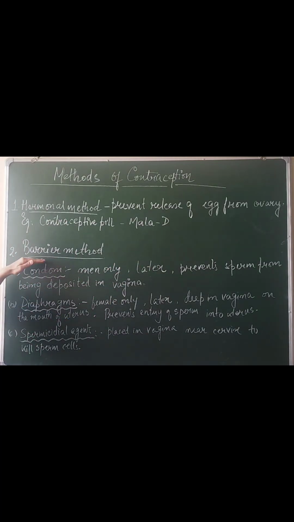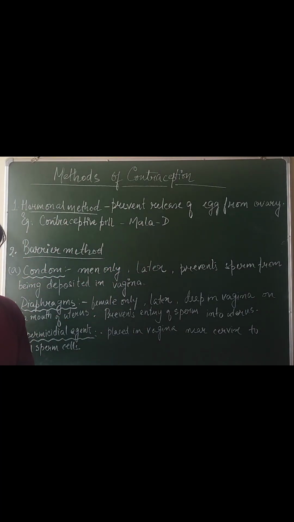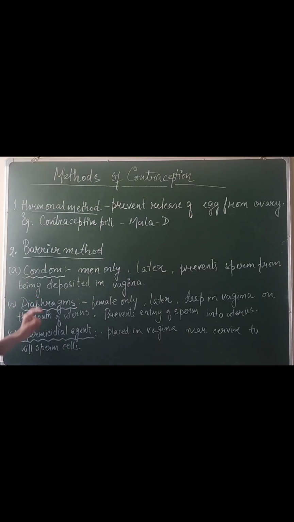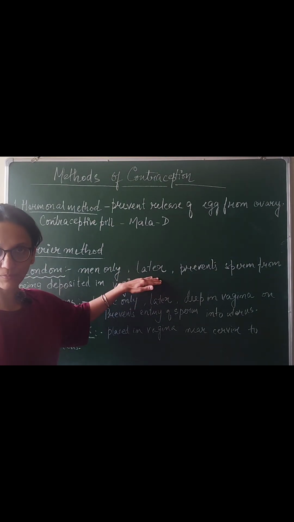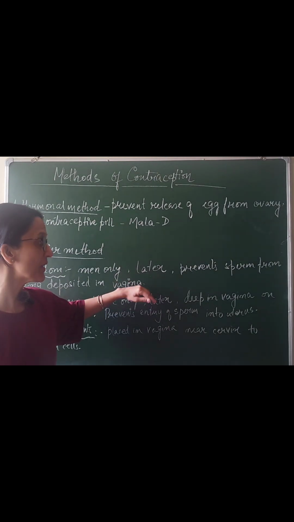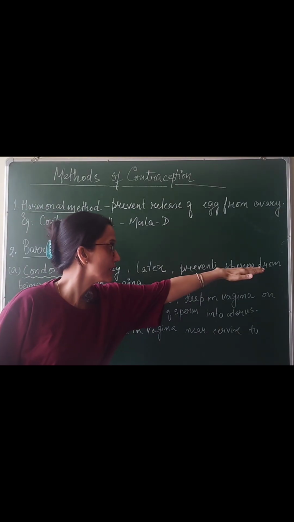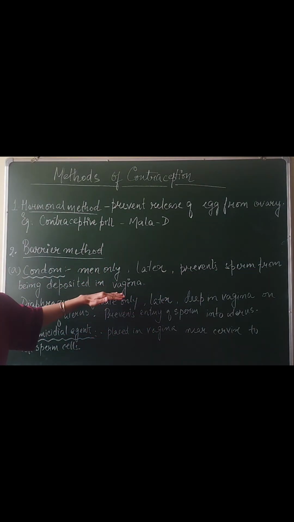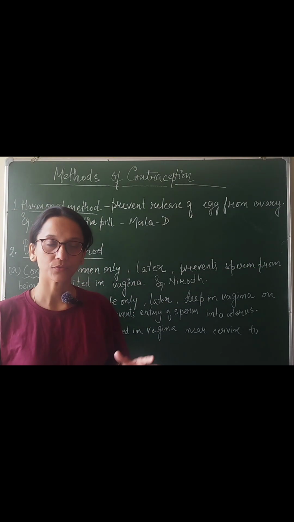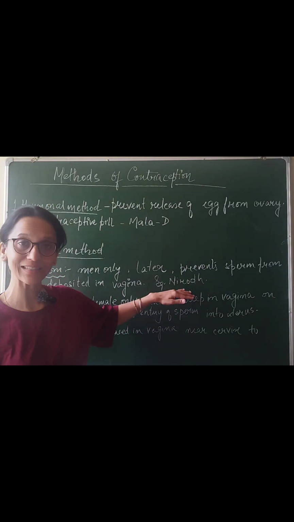The second method of contraception is known as the barrier method. Now in the barrier method, the first example is the condom. This is the most commonly used method of contraception. This is used by men only, and the material which is used for the manufacture of condom is latex. They basically prevent the sperm from being deposited in the vagina. A very common brand of condom available in Indian market is Nirodh.